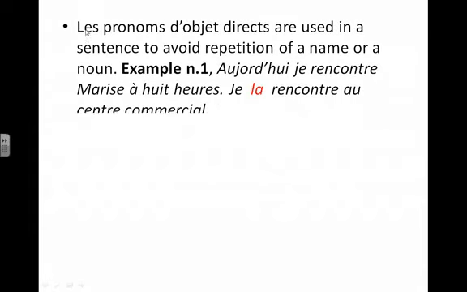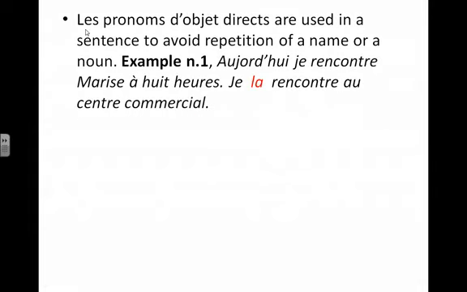Let me start by saying that object pronouns are those that substitute a noun or a name in a sentence, in order not to repeat the same name or noun all the time. We have it in English too. We say, I have a glass of water. Can I have it cold? You don't say, can I have the glass of water cold? You don't repeat glass every time, right?